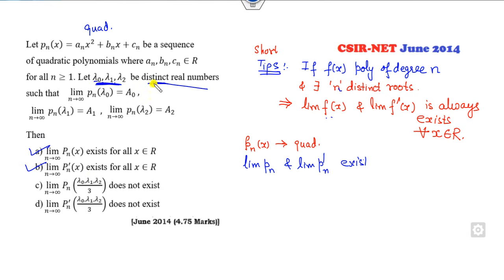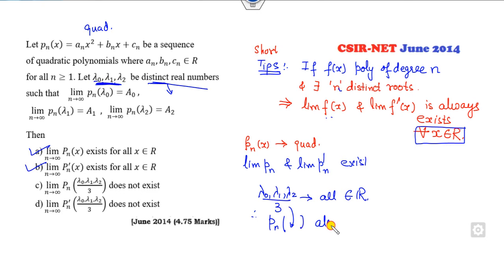Look at this one. Now since lambda naught and lambda 1 are distinct real numbers, this divided by 3 also belongs to R. And we know it is for all R. So therefore the limit of P_n of this also exists. Fine. But he said does not exist, so this option is cancelled. Again he said the derivative does not exist. That's the wrong option. A and B are my correct answers. Simply remember these shortcut tips for you.